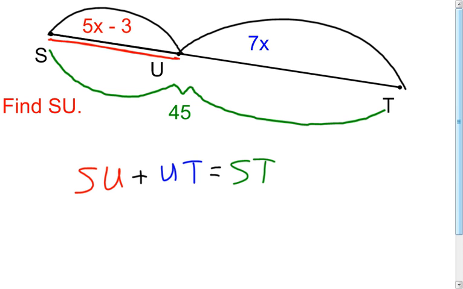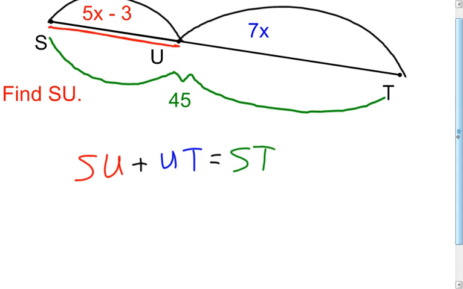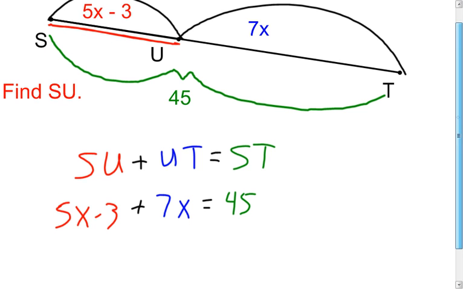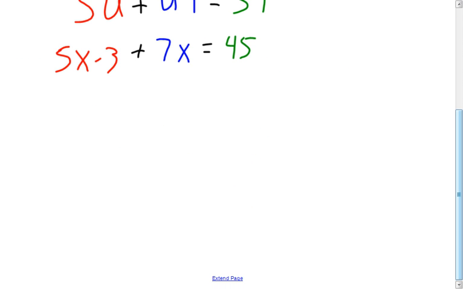I start with that because now it's just a matter of filling in everything I know. The length of segment SU was 5x minus 3. I'm going to add on the length of segment UT, which it tells me is 7x. And then that's all going to equal the length of segment ST, which it tells me is 45 units. Now we have an equation, and it goes back to algebra, just a matter of solving it. I'm going to do this as fast as possible, so a lot of times I'm going to throw multiple steps together. If you need some help with it, please let me know, and I'll be more than happy to help.